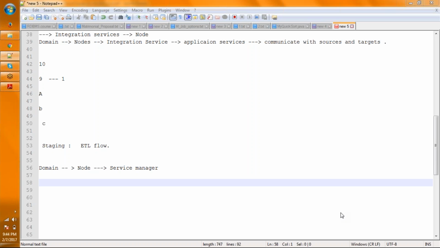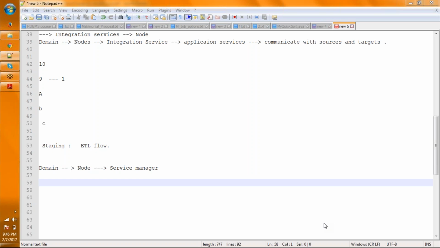Service manager is for supporting the domain and the application services. Service manager runs on each node in the domain. Service manager's role is to start and run the application services on a machine. Clear? Yeah. Okay.